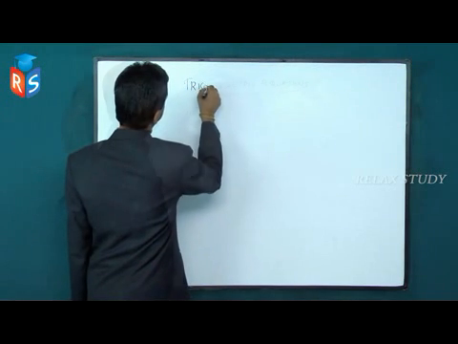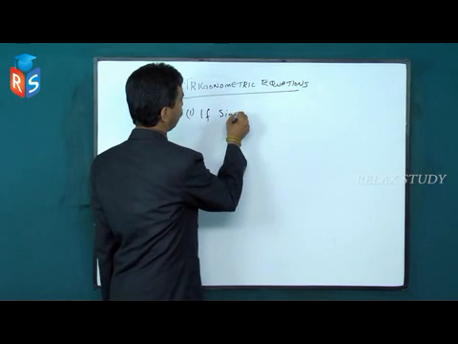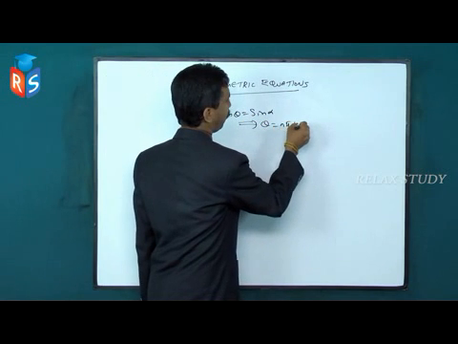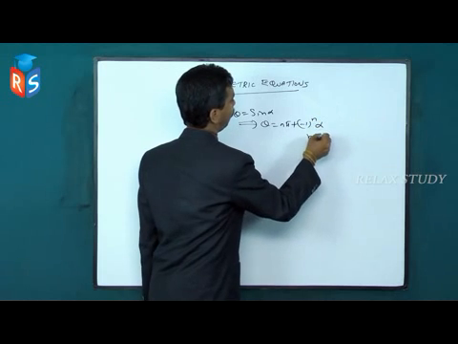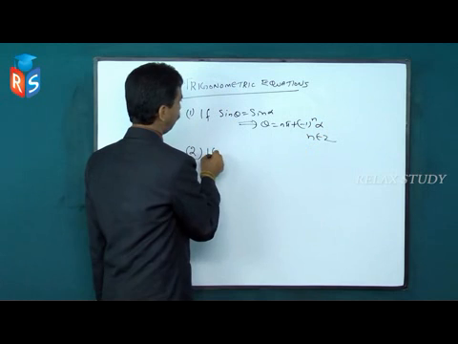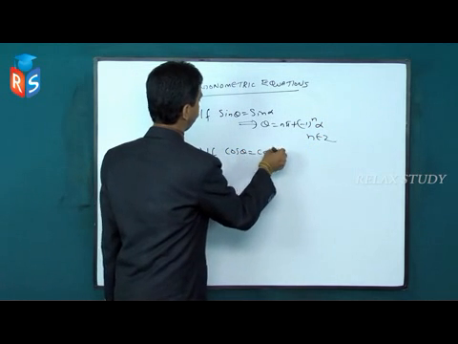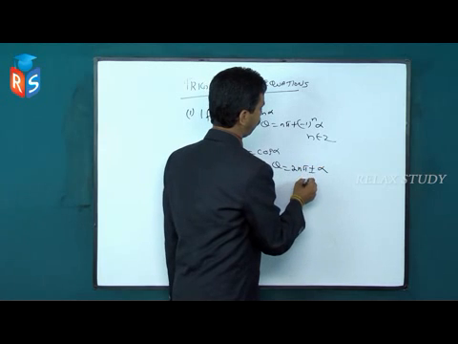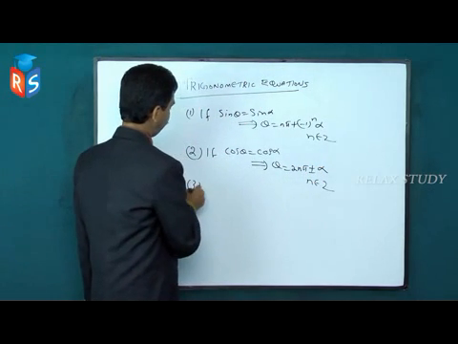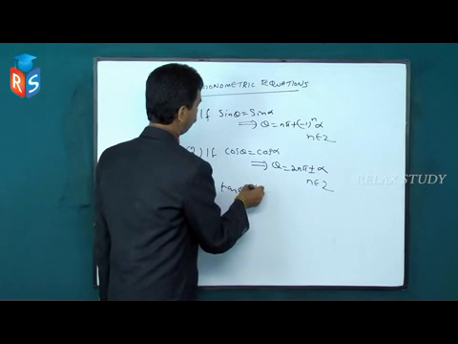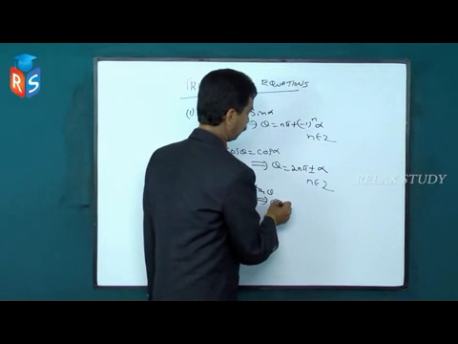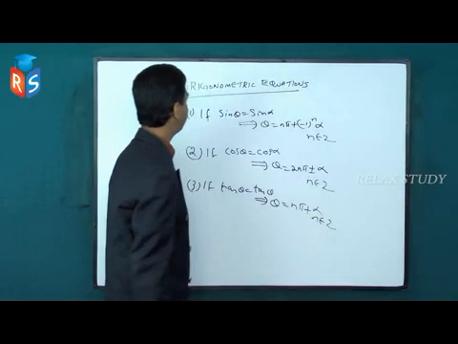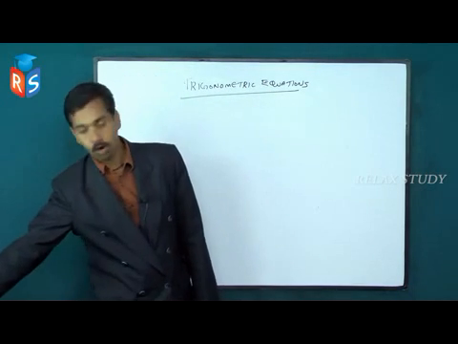Next one, trigonometric equations. First, if sin θ equals sin α, then θ equals nπ + (−1)^n α, where n is an element of Z. Second, if cos θ equals cos α, this implies θ equals 2nπ ± α, n element of Z. Third, if tan θ equals tan α, this implies θ equals nπ + α, n element of Z. These three are trigonometric equations. We can do some problems related to this.